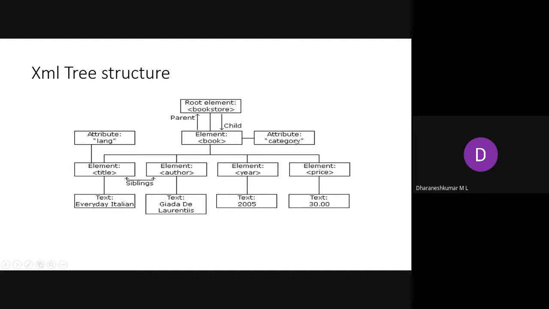In XML, while specifying the attribute value, the attribute value must be quoted. Always you must quote the attribute value. Here also we are specifying the attribute value as language. So here the book element will become the child node, and for this element, bookstore will become the parent node. The children of the same level, like the title and author, are siblings, children of the same parent. So this is the XML tree structure.